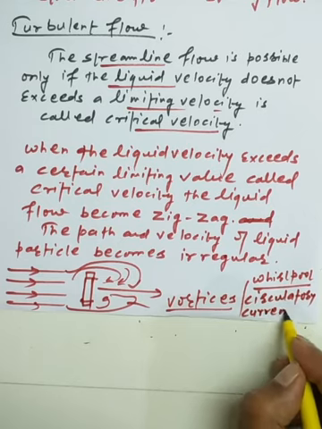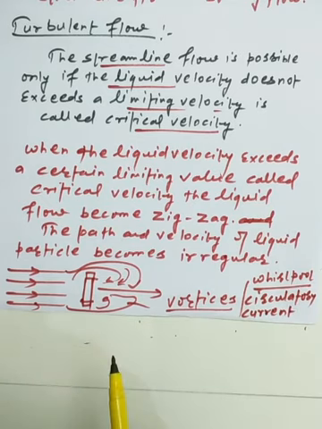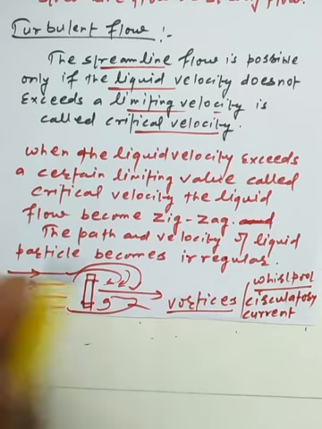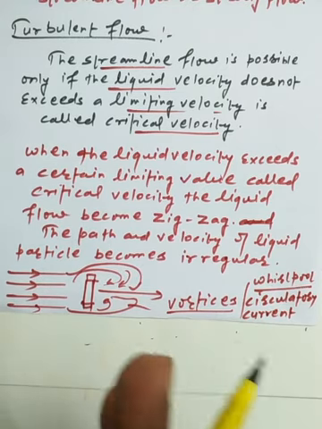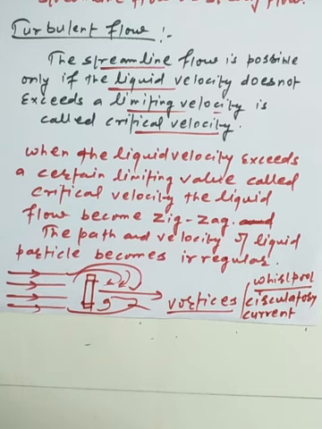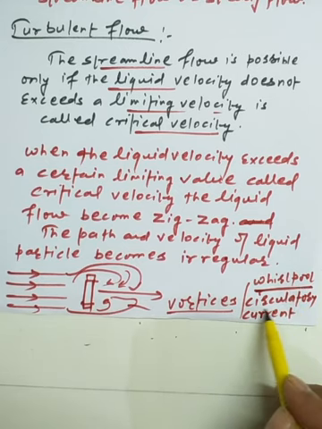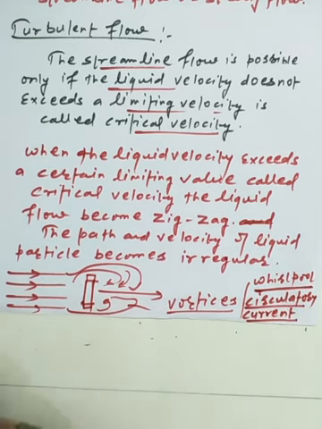So this happens in turbulent flow: if the liquid velocity exceeds a limiting velocity, called the critical velocity, the liquid flow becomes irregular, all the particles can cross each other, two streamlines can cross each other, vortices develop and whirlpools develop, or we can say that circulatory current development is possible in a turbulent flow. So these are the streamline and the turbulent flow we have.